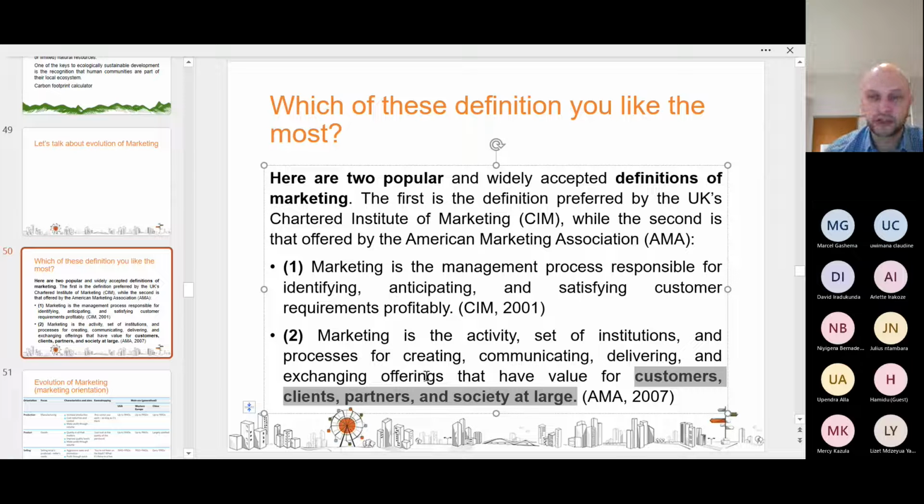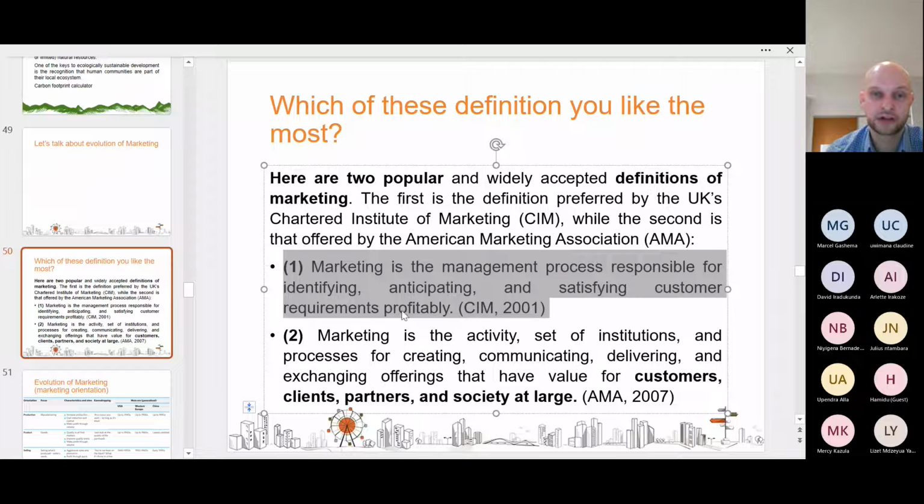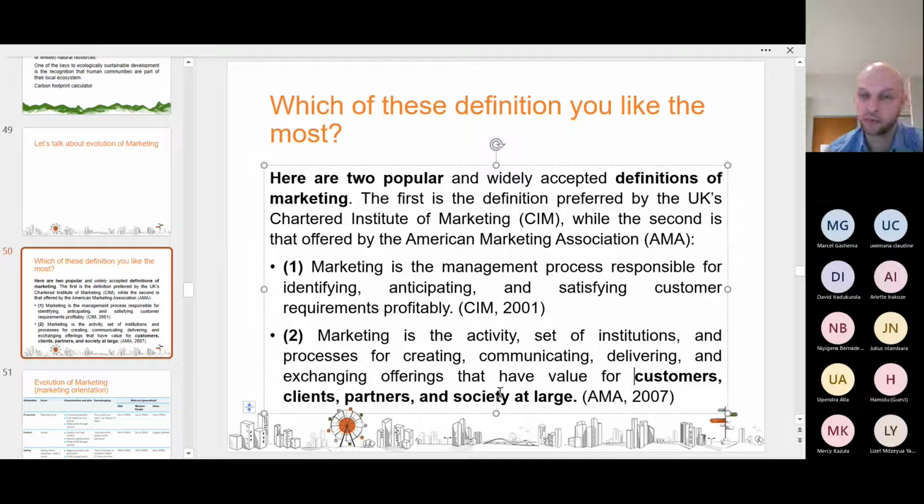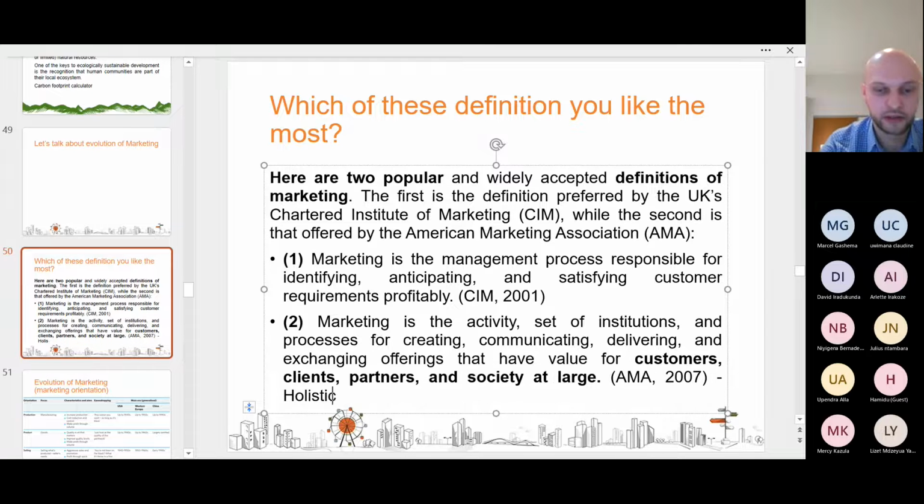So the second definition is a bit larger, and it includes not only customers, as the first definition offers, but all stakeholders. So we can call them stakeholders. They are customers, clients of the company, partners, society, employees. So it is very close to the modern definition of holistic marketing. Holistic. Have you heard about holistic marketing?